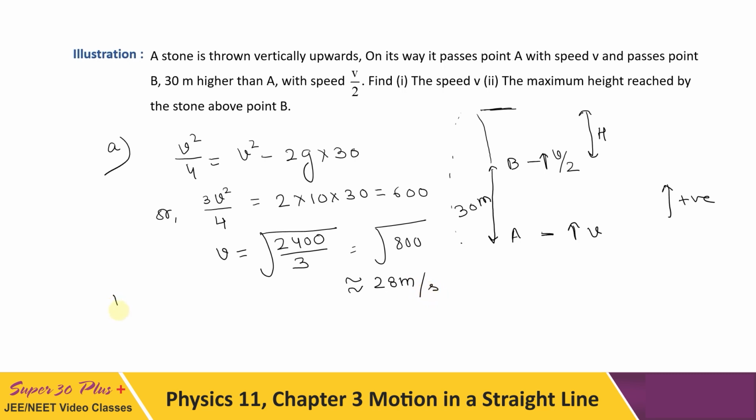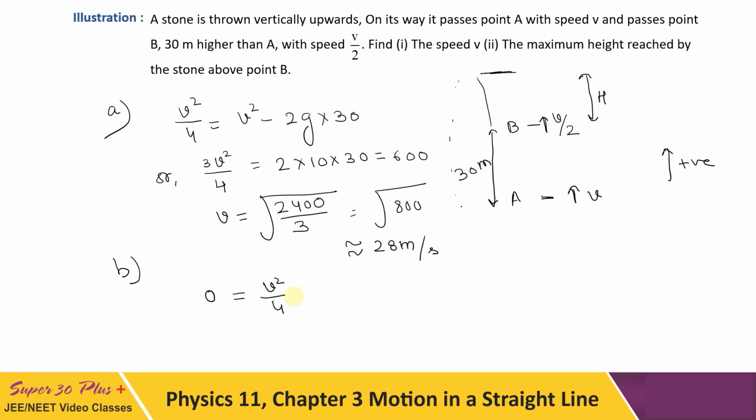The second thing is the maximum height reached by the stone. At maximum height its velocity will be 0. So we can write at maximum height velocity is 0, and for this part of the journey I am taking B as the initial point. So 0 equals v square by 4 minus 2gh. From here we can get h as v square upon 8g. Now if you substitute the value, v square we had got as 800, upon 8g, that is 80. So this value comes out to be 10 meters. The maximum height attained above B is 10 meters.